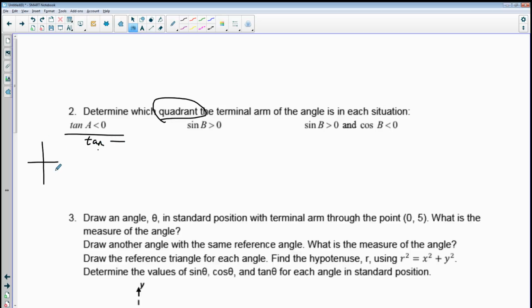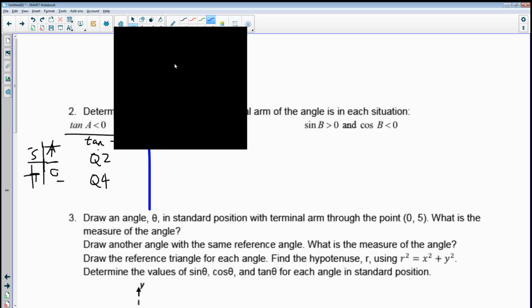Let's write down the CAST rule. Start with A. C-A-S-T. T is positive, all positive. So I'm going to write positive in here. So it's positive here and positive here. And it's negative here and negative here. Wait, negative and negative in quadrant 2 and 4. So this one is quadrant 2 and quadrant 4.